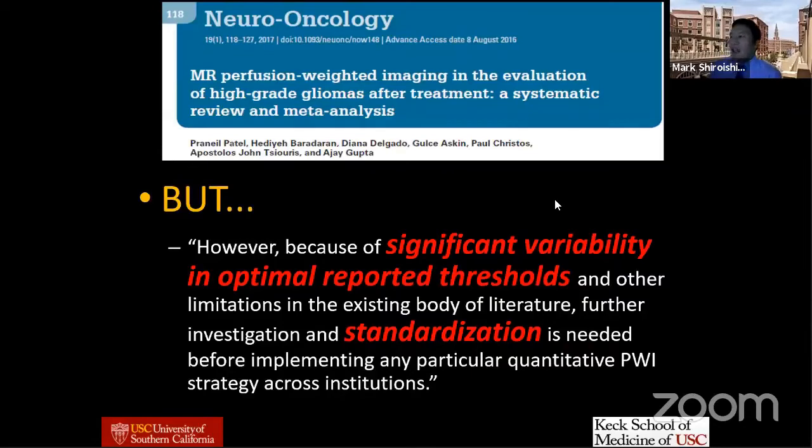But the caveat with this meta-analysis and many others looking at perfusion MRI is that there's still a lot of variability in the reported thresholds. In each study, the methodology in terms of how you acquire and process the data is similar, but because of the lack of uniformity, the thresholds that people report between one and the other are quite variable. As a result, we need more standardization. This is not unique to only perfusion weighted imaging.